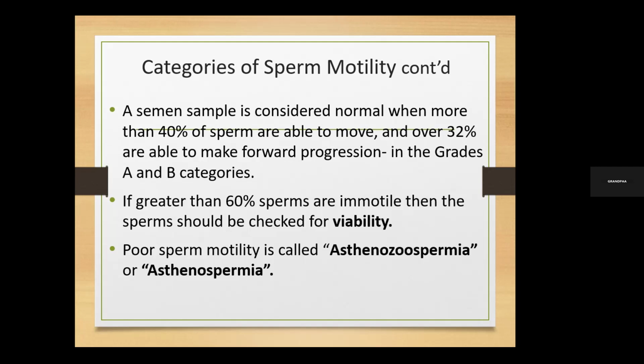Now, if greater than 60% of cells are immotile, remember you said that if more than 40% are moving, you can say that they are normal.